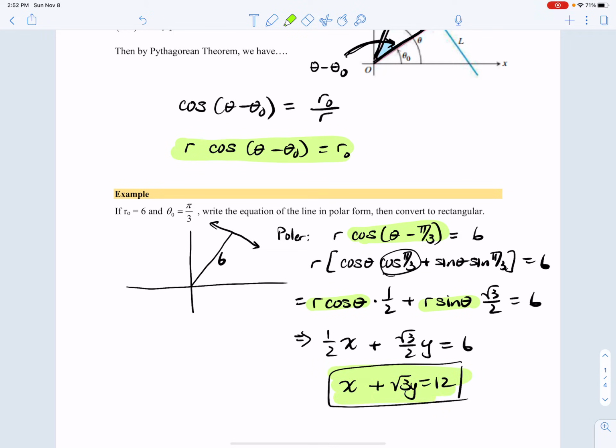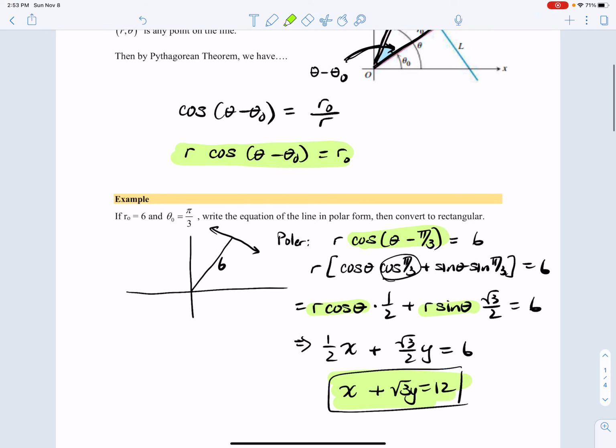So there's your relationship between lines and polar coordinates. Coming up next, conic sections.